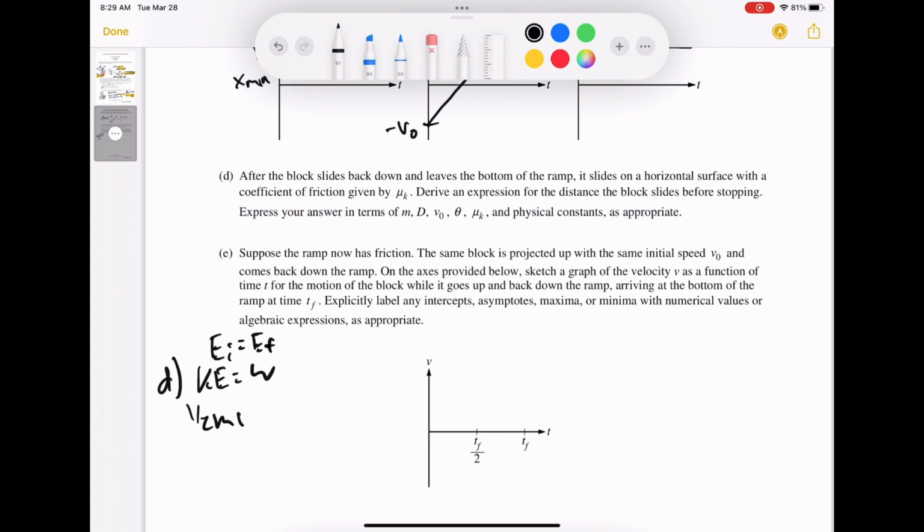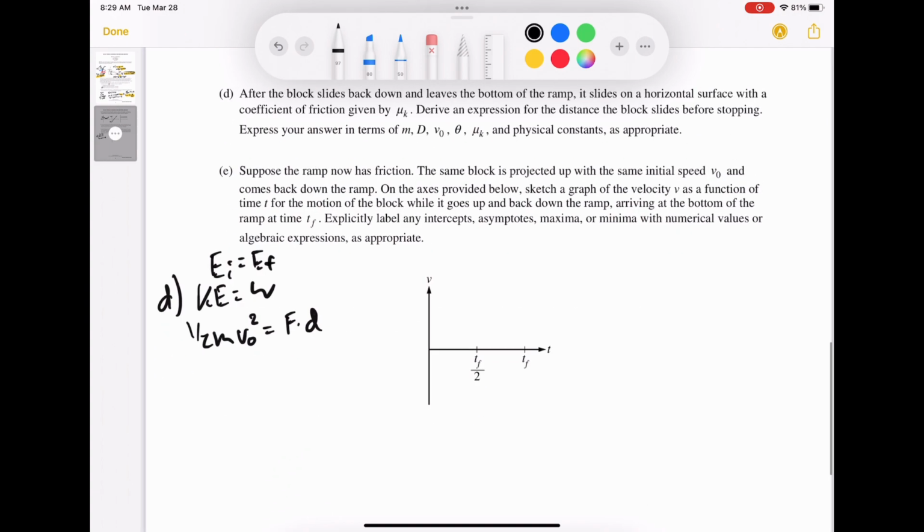So I have 1/2 m v naught squared equals F times d, right? My formula for work is just F times d. I don't need a calculus definition because there's no changing force. So I have 1/2 m v naught squared equals, let's go ahead and look at a free body diagram. Not a great square there, but make a quick free body diagram so I can kind of figure out what this force will be equal to.